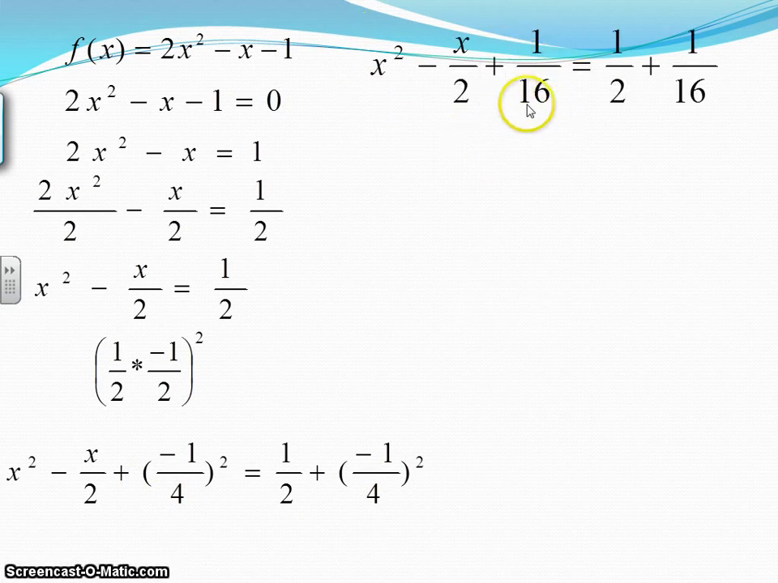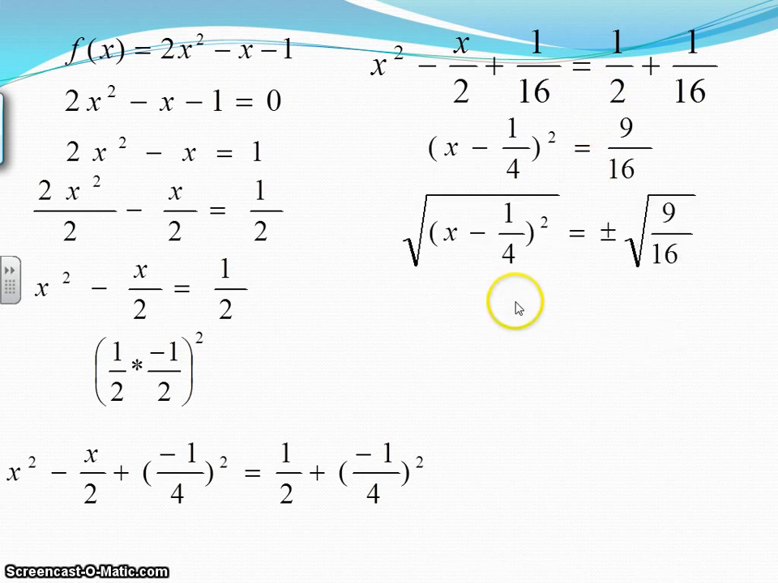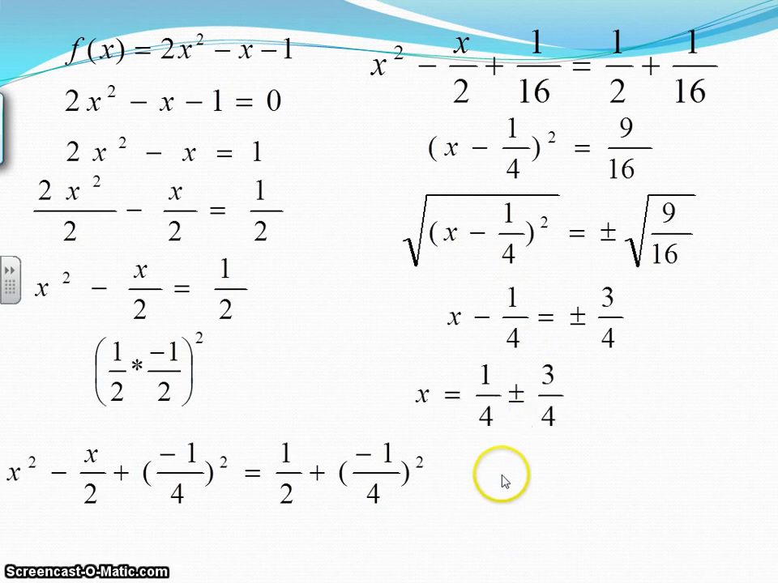I take the square root of this term and I get the square root of 1/16 as 1/4, giving me x minus 1/4 times x minus 1/4 squared. On the right hand side, 1/2 plus 1/16 is 9/16. I now take the square root of each side of the problem, giving me x minus 1/4 equals the square root of 9/16 is 3/4. Finally, I add 1/4 to each side.